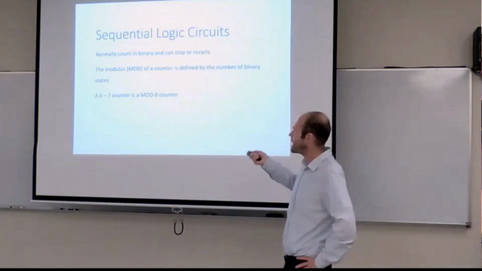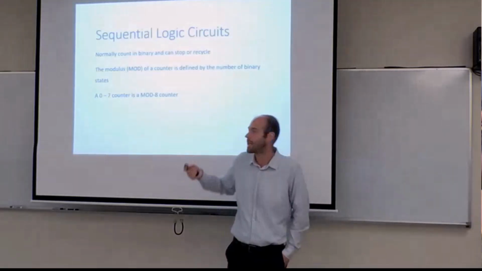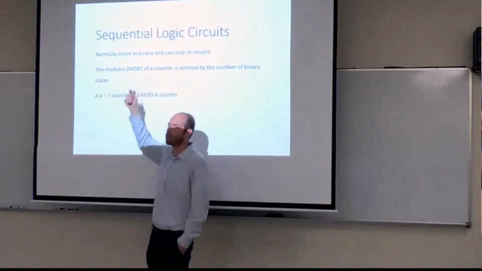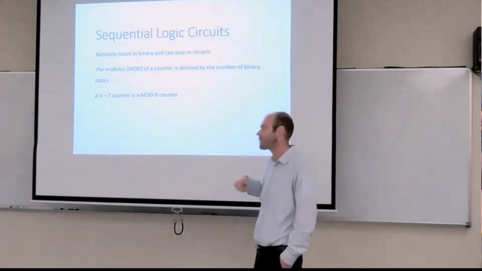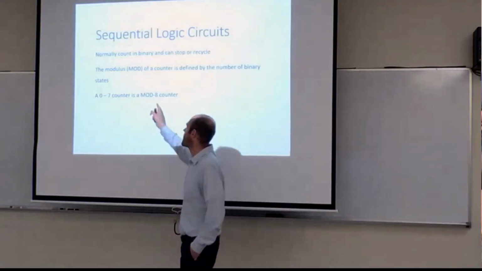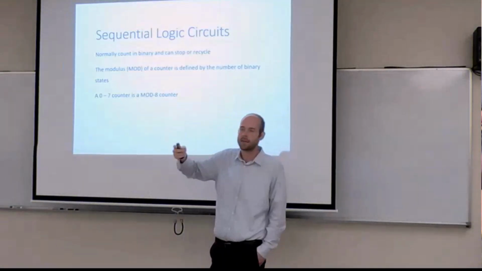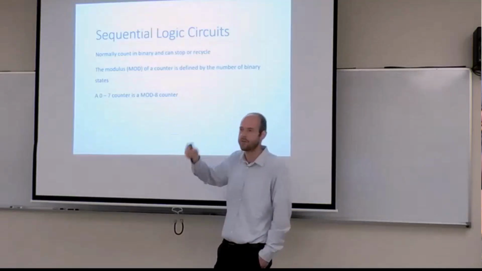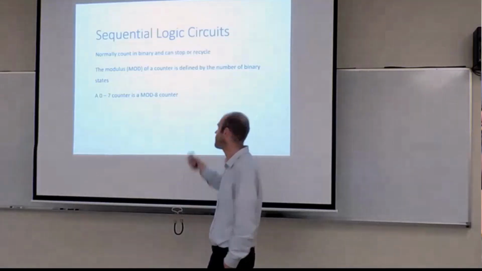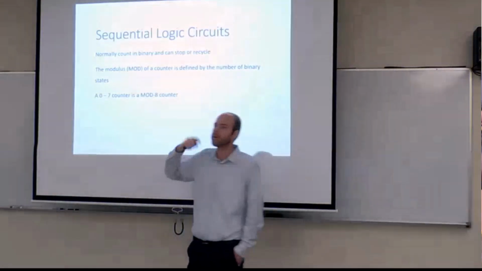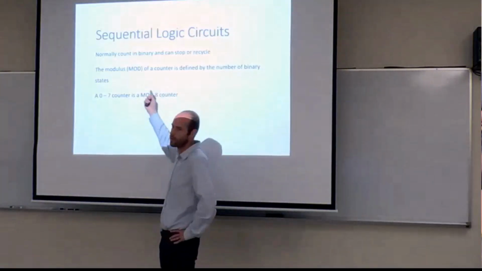We have some terminology we need to add. The modulus of a counter is defined by the number of binary states. So we say a counter is a mod 7. That means it has 7 potential output states. Mod 8 would be more common, and it's a power of 2. Because if you have 1 bit, you have 2 potential states, or a mod 2 counter if it's going 0, 1, 0, 1. You have 2 bits, 2 squared, you have 4 potential states. 8 would be a 3-bit counter, you're going from 0 to 7, which is 8 total states, so it's a mod 8 counter on 3 bits.